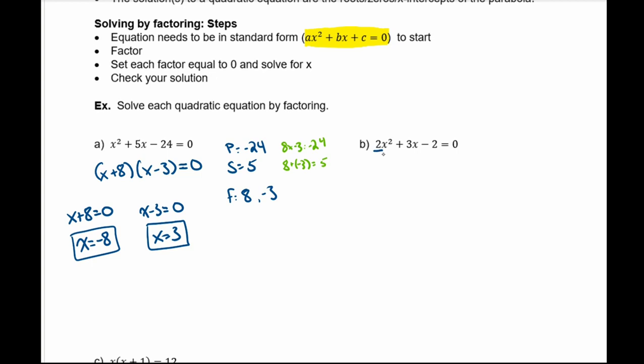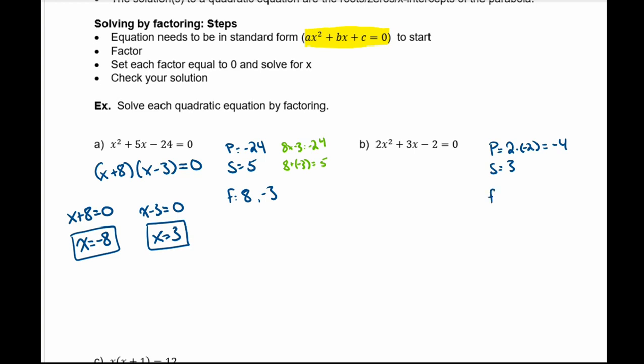So, because it's a complex trinomial, that means we're still doing product and sum, except now the two numbers have to multiply to give us 2 times negative 2, which equals negative 4. So again, remember, product and sum, we're multiplying the a value by the last value, and that's what the two numbers have to multiply to. The sum is still going to be that middle number, so 3.